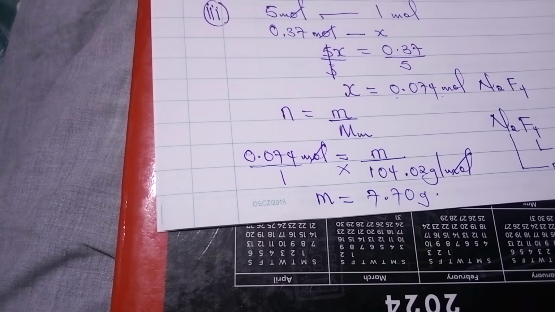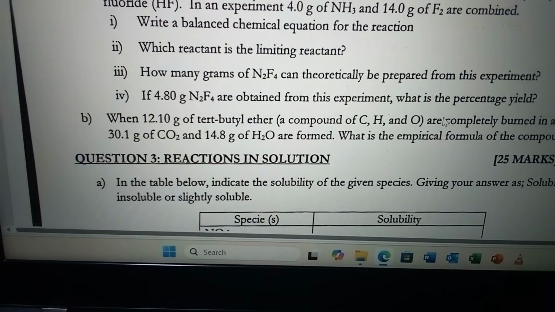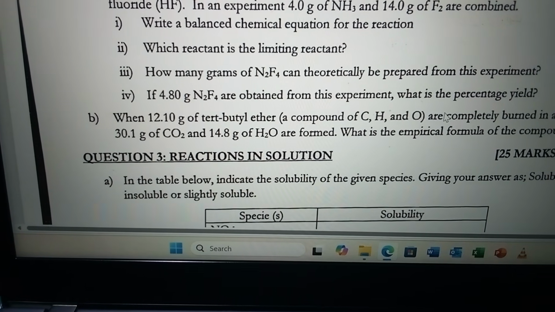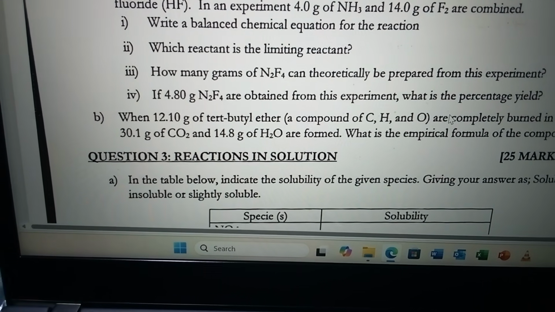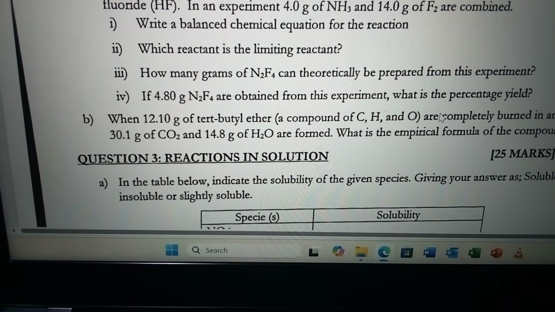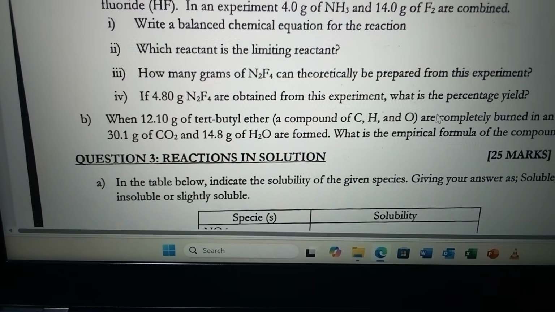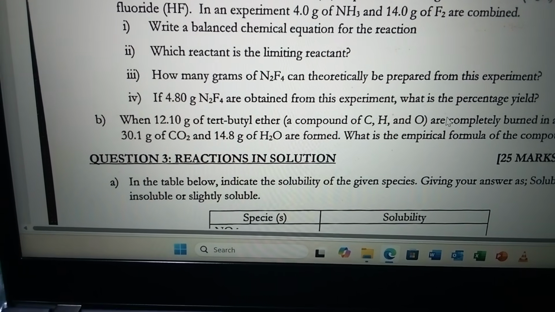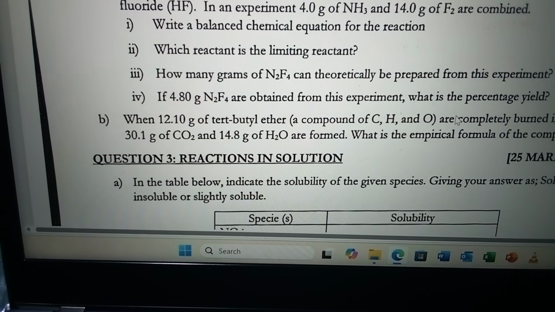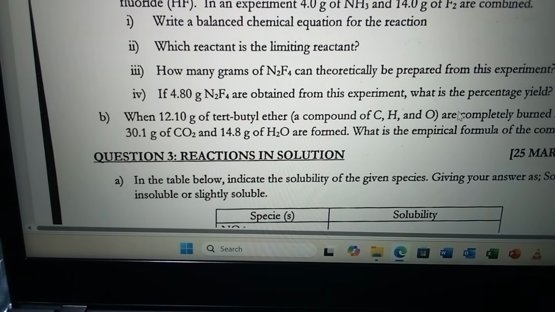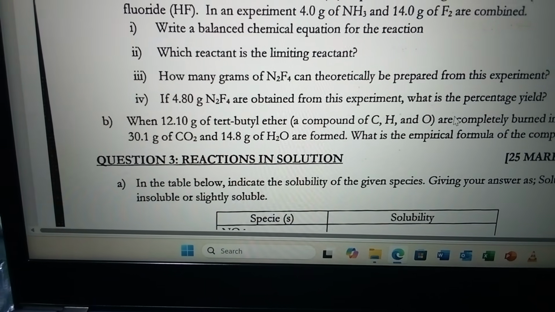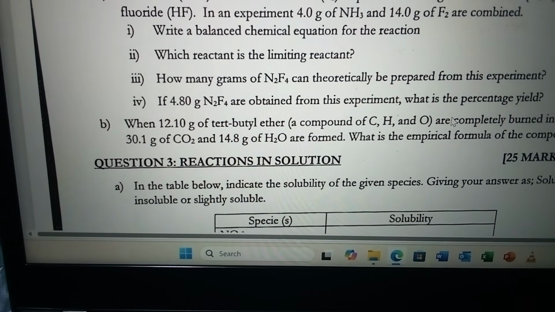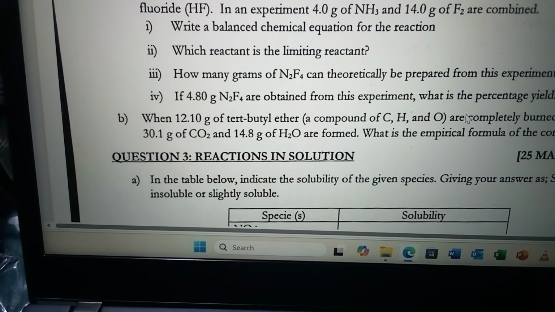So we proceed to question 4, where they're saying if 4.8 grams of dinitrogen tetrafluoride are obtained from this experiment, what is the percentage yield? One thing that you should bear in mind is that the actual yield is always given, and the one that we have calculated is called the theoretical yield. So we can start calculating.